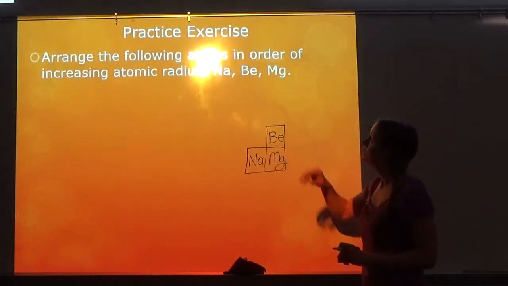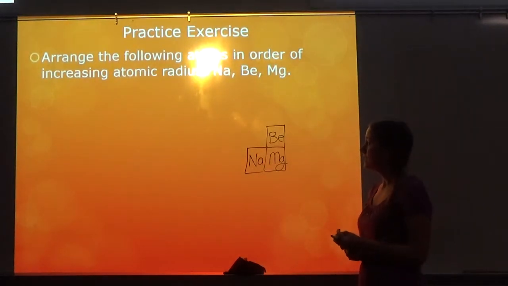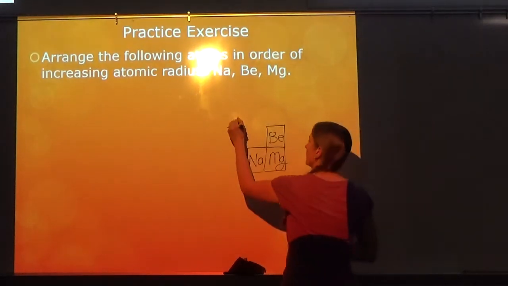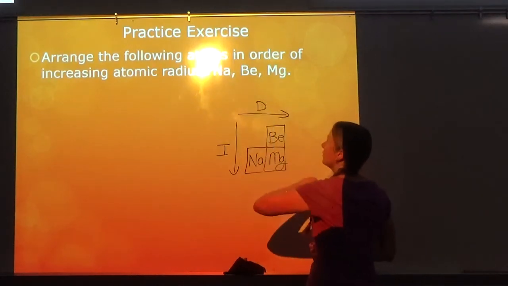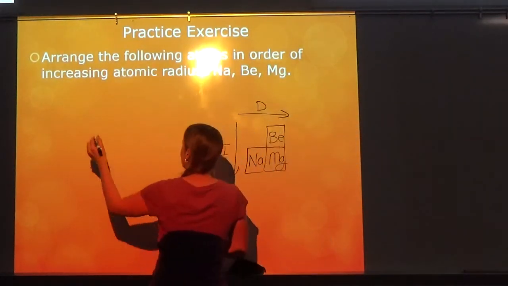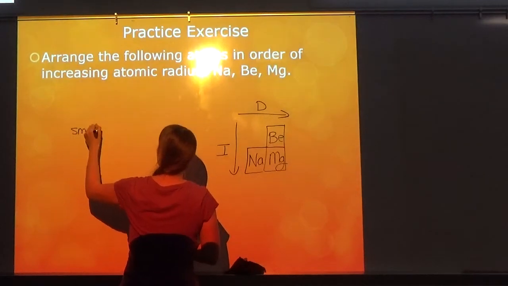All right, so arrange these in order of increasing atomic radius. So pause it, try it, and I'll assume you've done that. All right, so remember, atomic radius increases going down and decreases going across. So we're putting it in increasing order, so that means I need to start with the smallest.